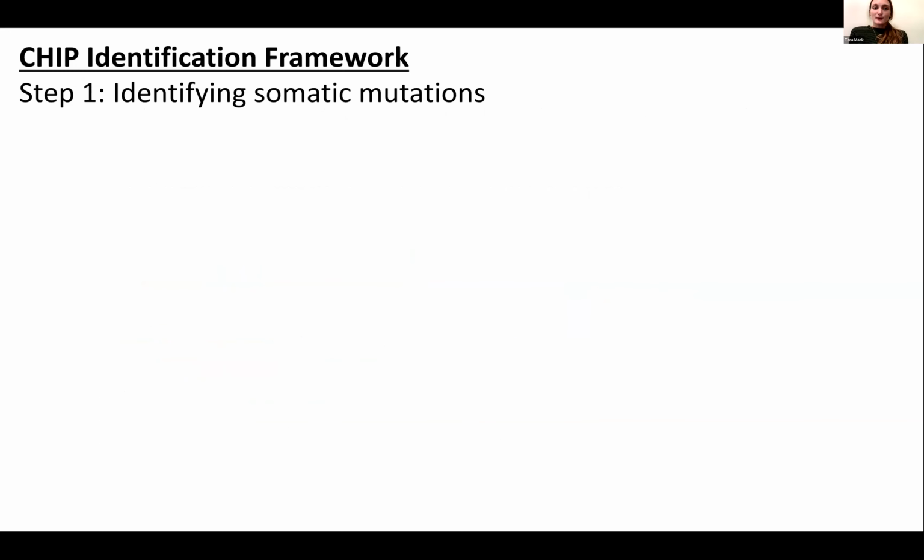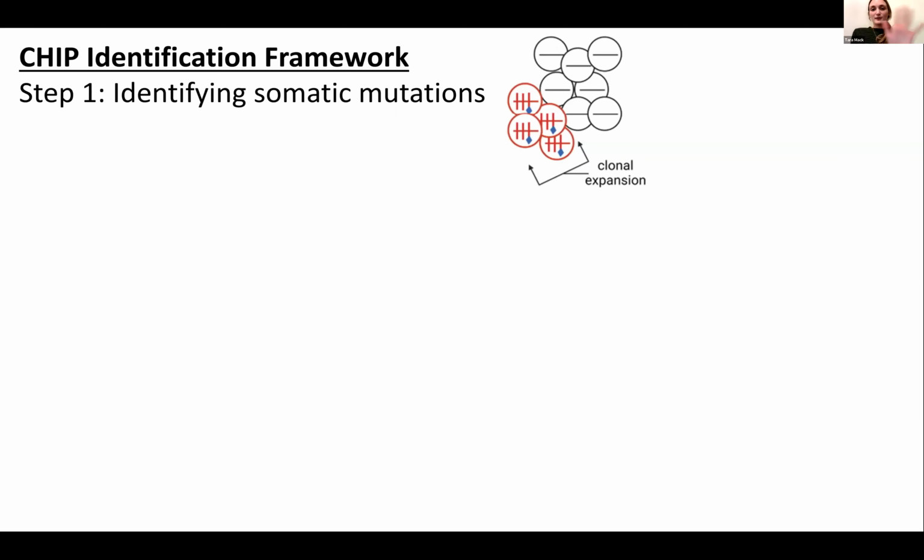And so I'm going to walk through some general steps of this framework and how we think it can be applied to CHIP calling. So again, step one, an obvious step, is that if we want to identify CHIP, we first need to identify our somatic mutations, which again are those acquired mutations as you age. If you think back to my graphic at the very beginning, when we were talking about clonal expansion, you're going to be identifying these red lines, these mutations that are acquired as you age. And those are what we're considering our somatic mutations.